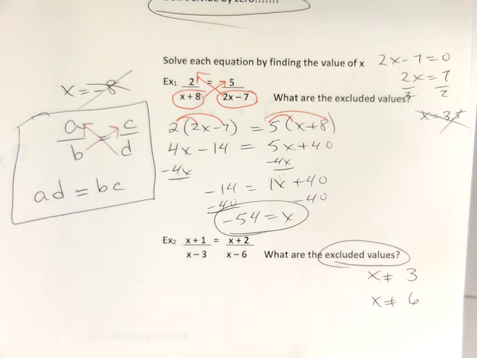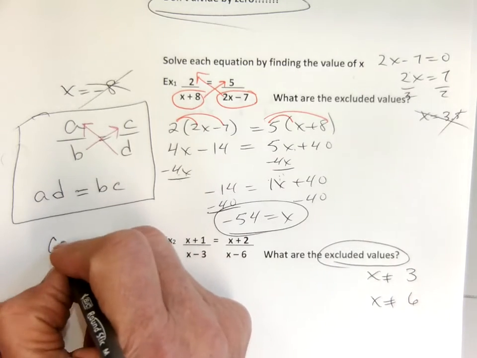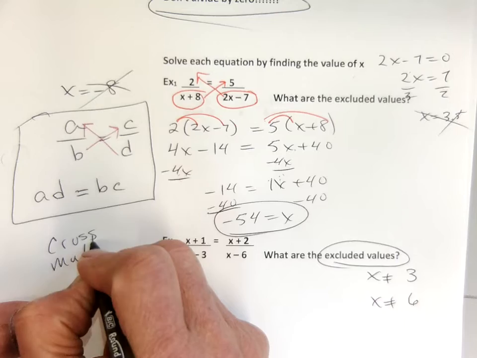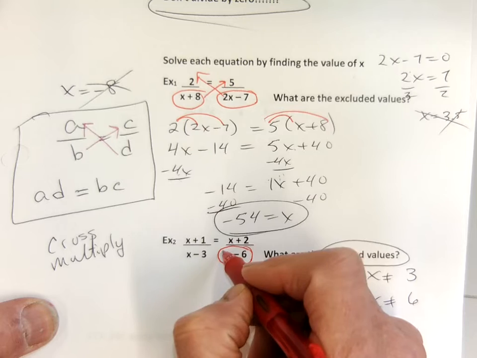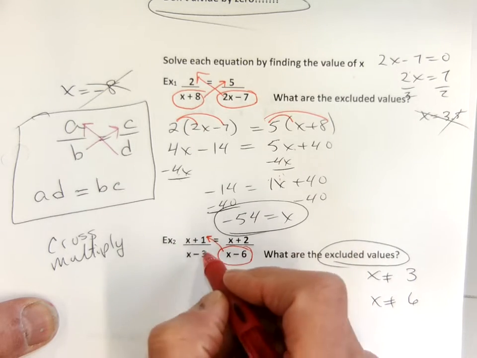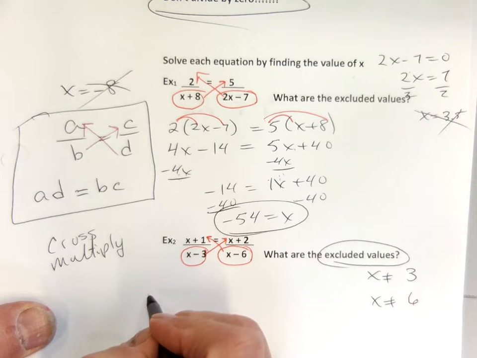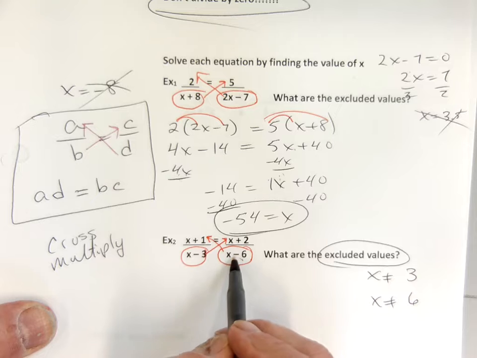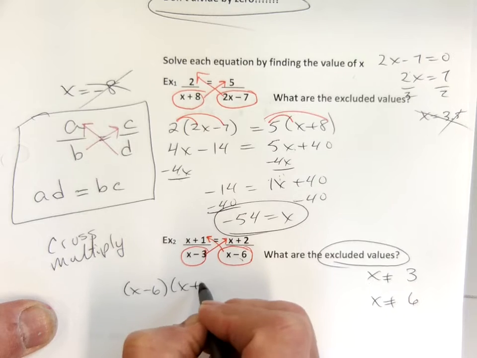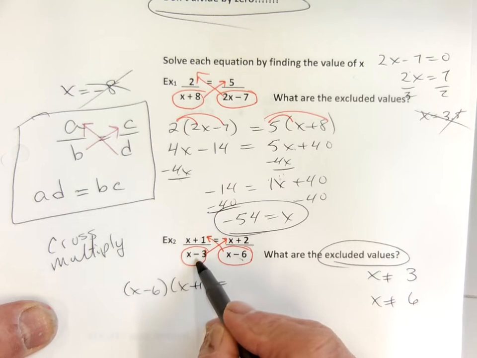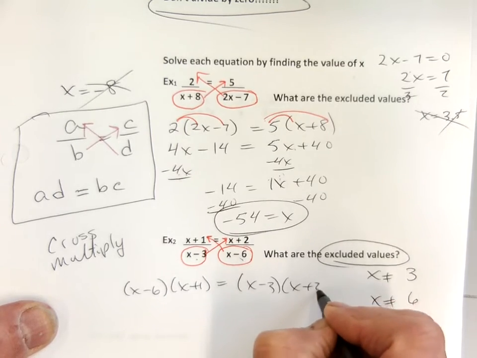All right. So fraction equal fraction. Let's cross multiply. So I'm going to take my x minus 6, multiply it up here, and my x minus 3, multiply it up there. So x minus 6 comes up and across, x minus 6 times x plus 1, and my x minus 3 comes up and across, x minus 3 times x plus 2.